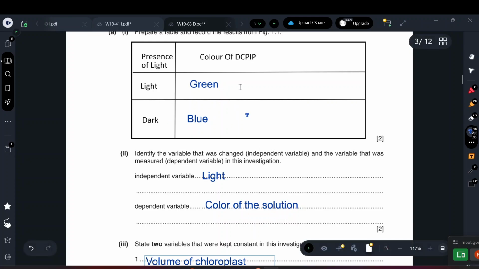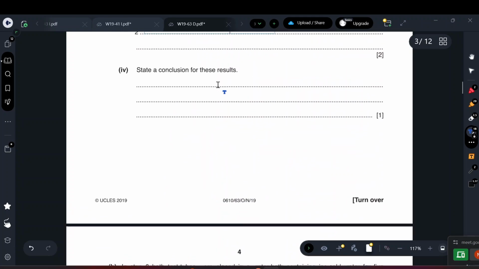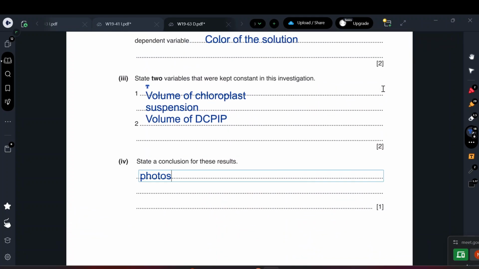What is the conclusion for the results? The conclusion is that photosynthesis needs light to occur. Photosynthesis does not happen in the dark. Photosynthesis needs light to occur.